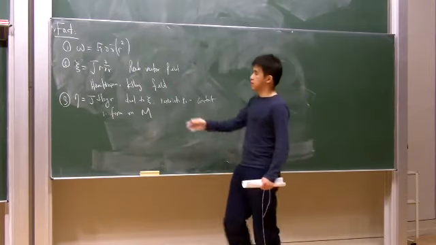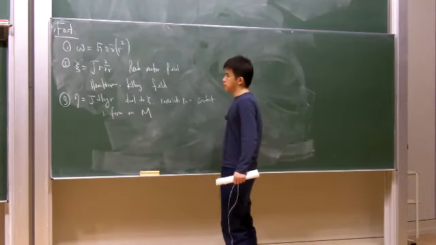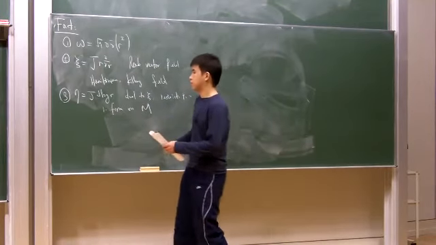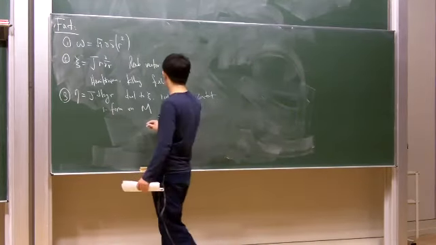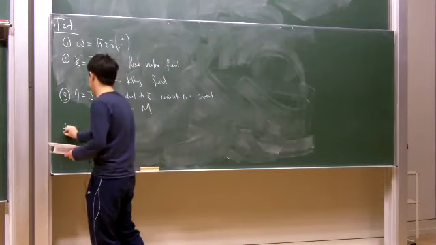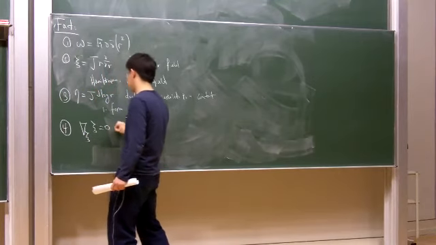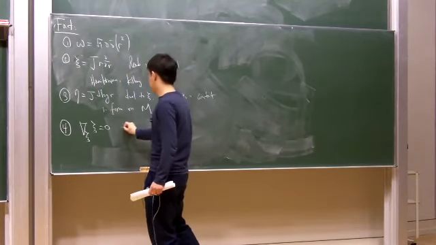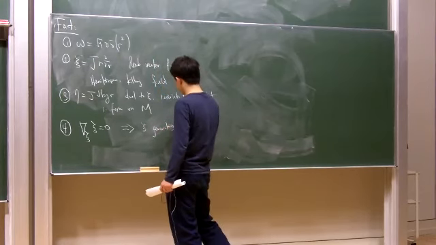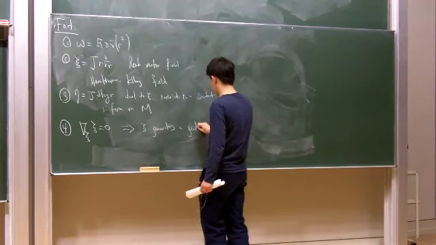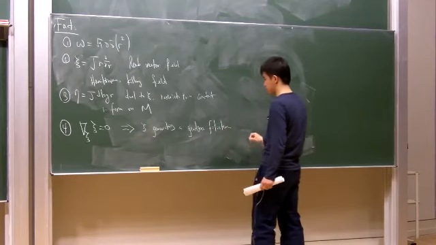So the Sasaki manifold is a contact manifold together with something like a complex structure. Fourth, psi generates a geodesic foliation. It's called the Reeb foliation.